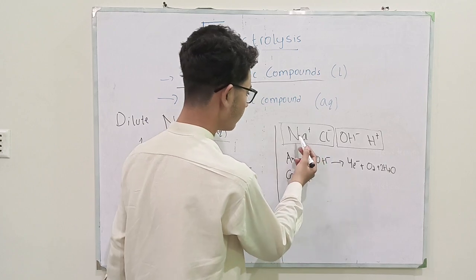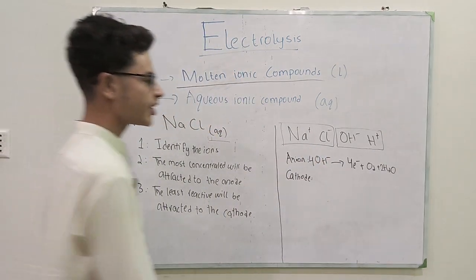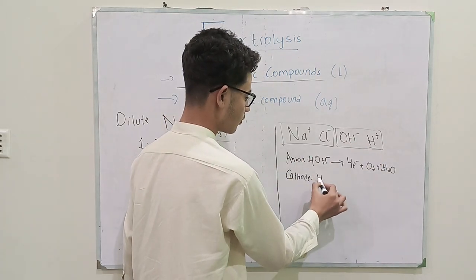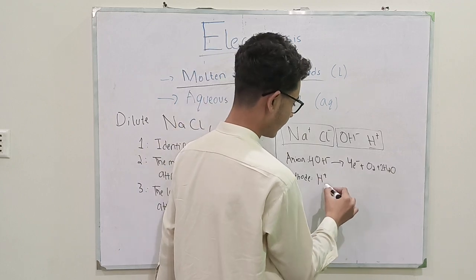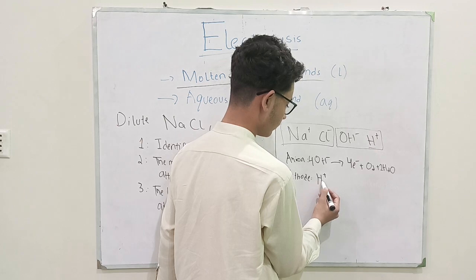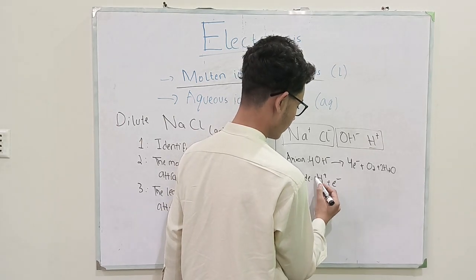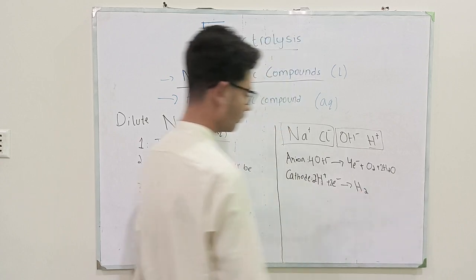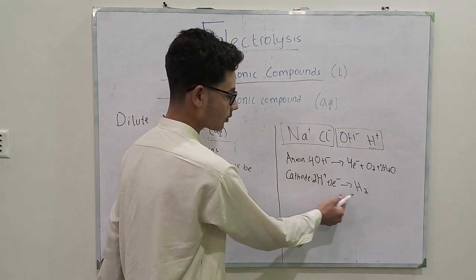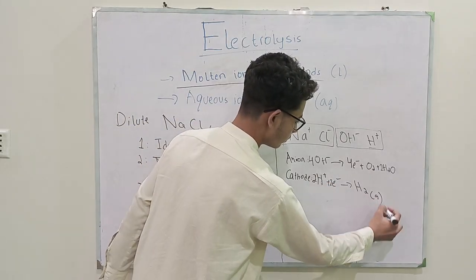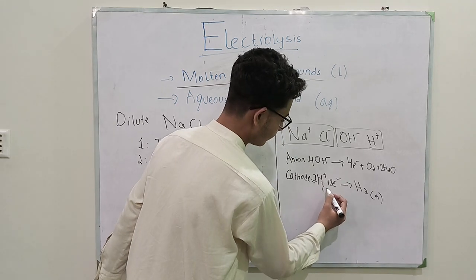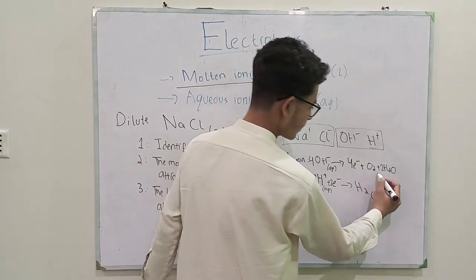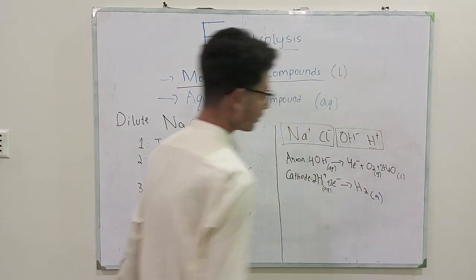So we will be looking at the reactivity series, and in the reactivity series, hydrogen is least reactive. It's less reactive than Na, so hydrogen is going to be gaining electrons rather than Na. So 2 hydrogen ions will gain 2 electrons to form H2 gas. And this is in aqueous state. This is also in aqueous state. Here it's in gaseous state, and this is in liquid state.